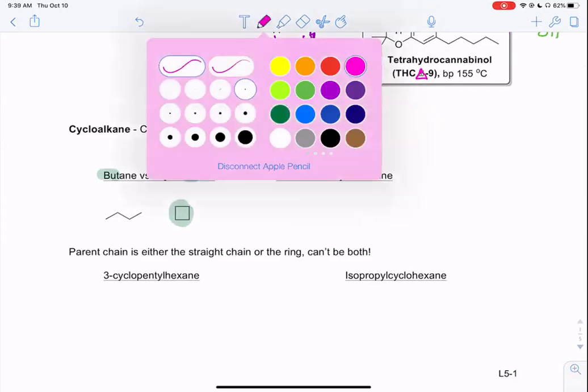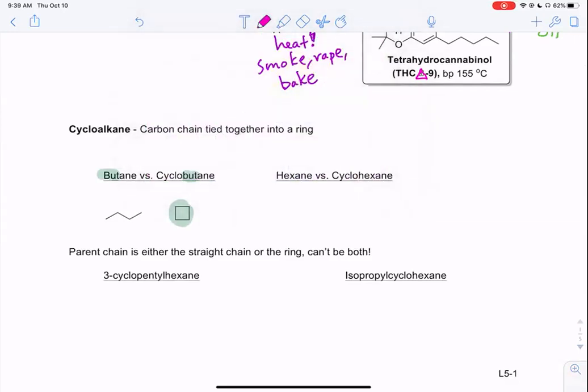So you can pause the video and draw hexane and cyclohexane, or you can just do it with me. Hexane is 1, 2, 3, 4, 5, 6.